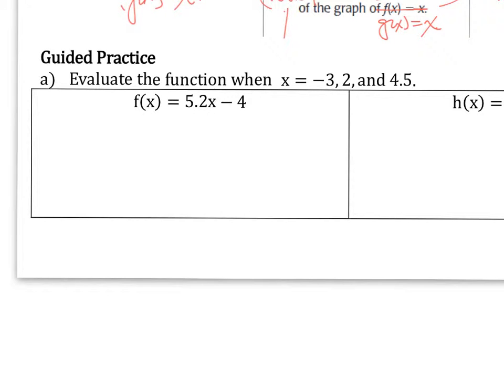Okay, now that we looked at the components of functions and the family of functions compared to its parent linear function in detail, we can now practice problems involving functions. So evaluate the function when x equals negative 3, 2, and 4.5. So all you have to do is substitute x for negative 3 and find the value of f of x when it's negative 3, 2, or 4.5.